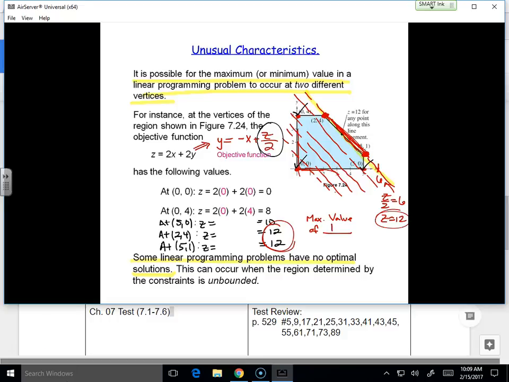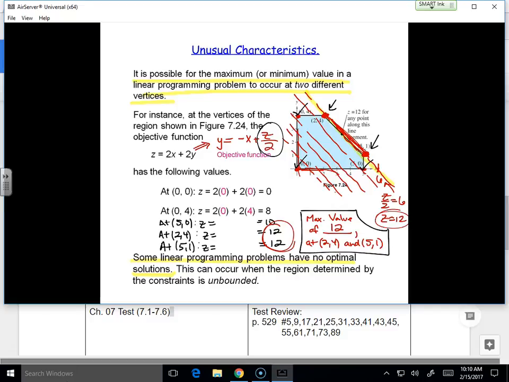12. A maximum of 12 at 2, 4 and 5, 1. Now, we're answering this way because they told us the maximum is always going to occur at a vertex. And is that true in this case? You might say no, but the answer is yes. Is 12 occurring at a vertex? Yeah. Is 12 occurring at 2 vertices?